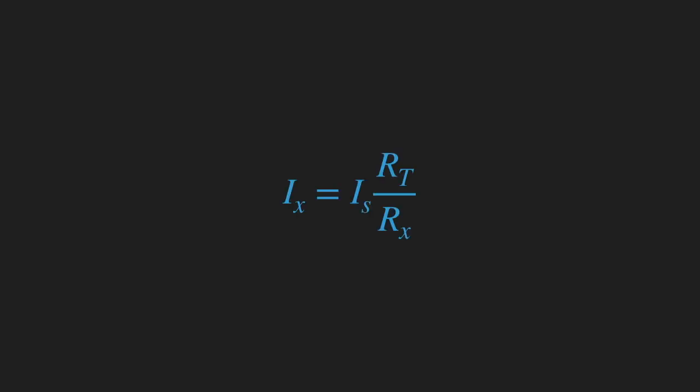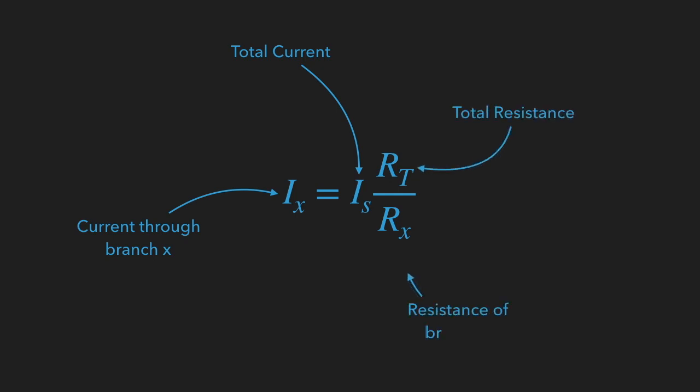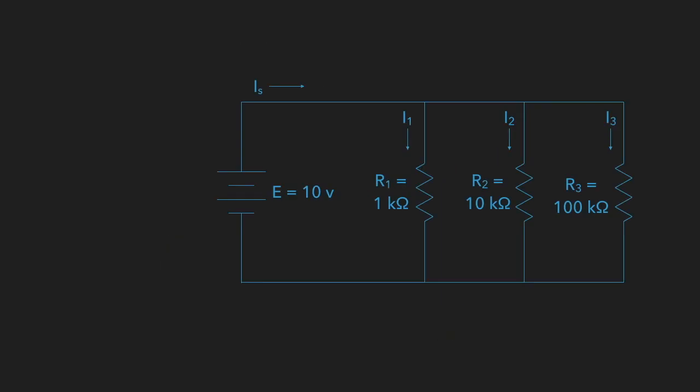So we use this equation in order to find the current in branch X by finding the total current and then multiplying it by the total resistance over the resistance of branch X. You guys can have a look at this example I've got for you. We have a parallel circuit just here with three different resistors.